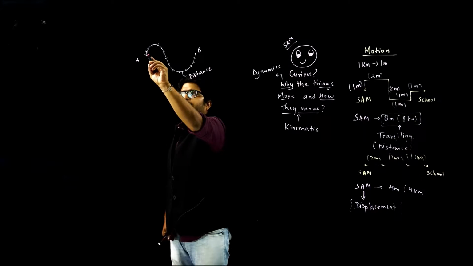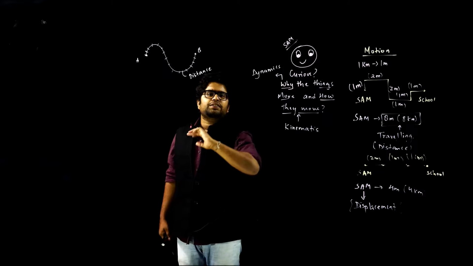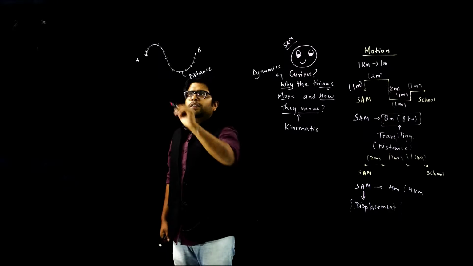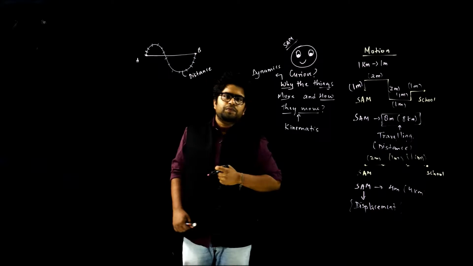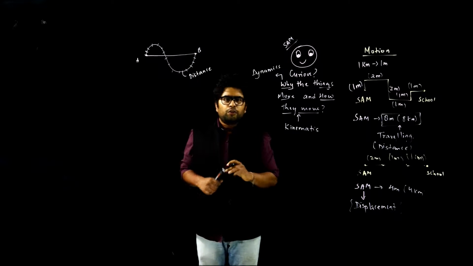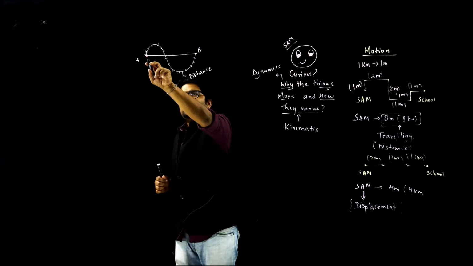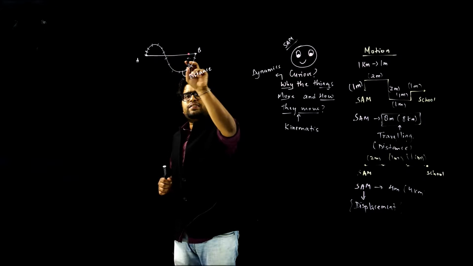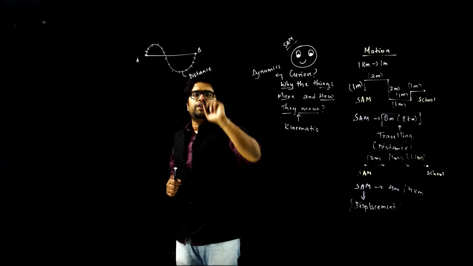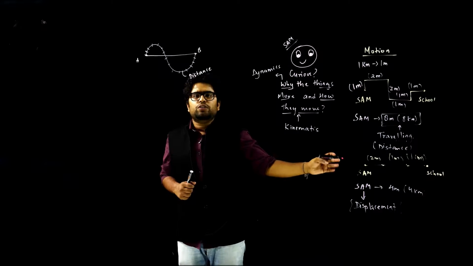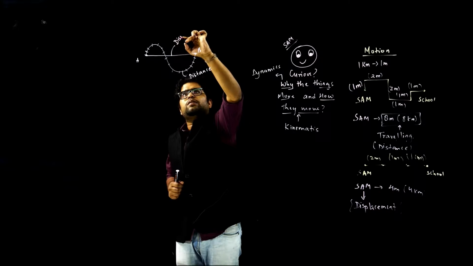Now, if this particle has to cover the smallest possible distance in order to reach point B, then the particle will move in a straight line and go to point B. What it means is that this is the shortest path length between the two points A and B. And just now we introduced the concept of displacement. So what do we call it? Displacement.